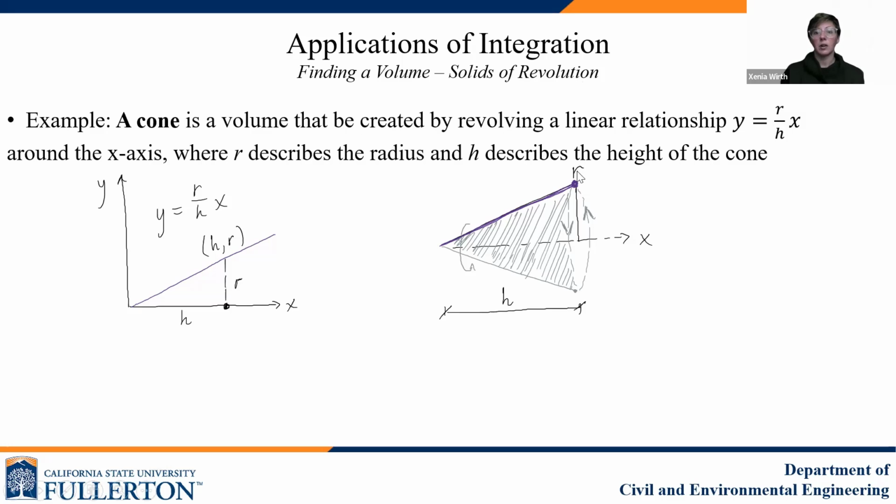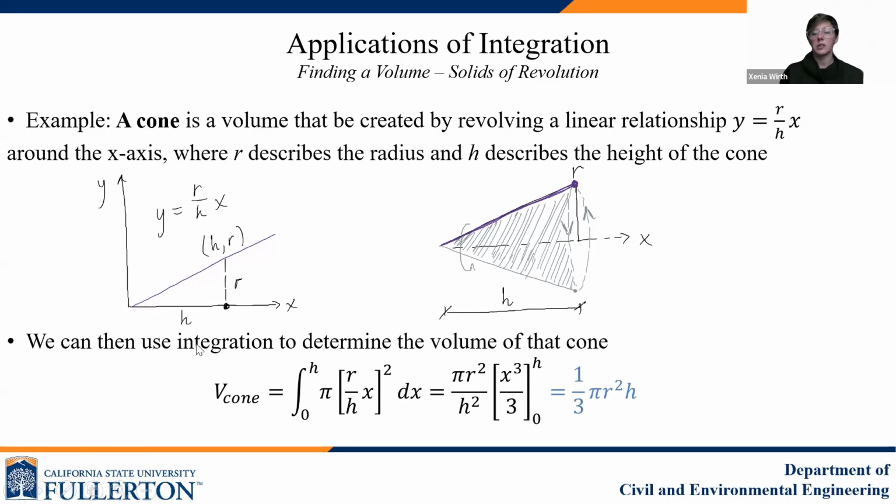It is created by revolving a linear relationship f of x around the x-axis, where r describes the radius of the cone and h describes the height of the cone. So in this case, we have a relationship y is equal to r over h x, which is a linear line with a slope r over h. And then we're taking this line and revolving it around the x-axis. So we're bringing it around in 3D and revolving it. And by revolving this line around the x-axis, we develop a shaded area that is a cone that has a height h and a radius r.